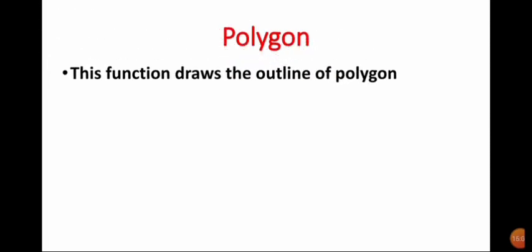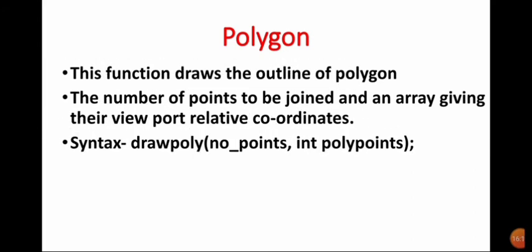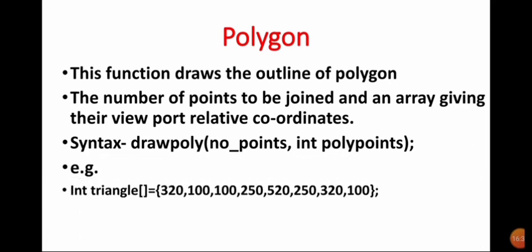Polygon. Polygon draws the outline of a polygon. This function takes the number of points to be joined and an array giving their viewport relative coordinates. This is the syntax. See here, the number of points to be joined and an array giving their viewport relative coordinates. This is the number of points which you are going to draw, and int polypoints provides you the relative coordinates. How? Let us take the example. Okay, see.